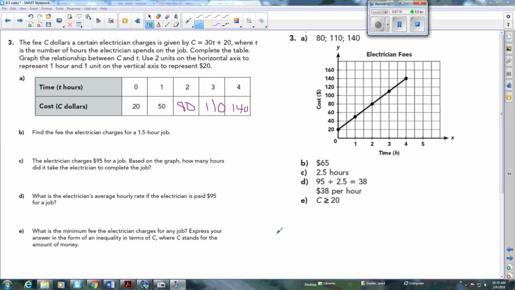What is the minimum fee the electrician charges for any job? Express your answer in the form of an inequality to represent C, where C stands for the amount of money. Basically, if he works 0 hours, but he shows up to the job, he has to make at least 20, because if you plugged in 0 here, 0 times 30 is 0, plus an additional 20 is $20.